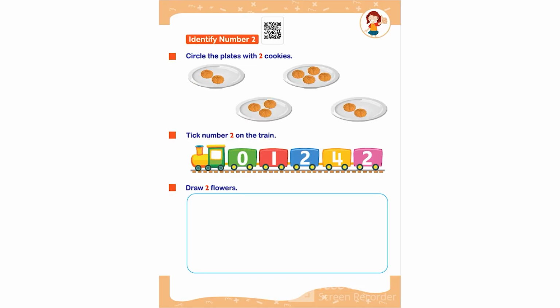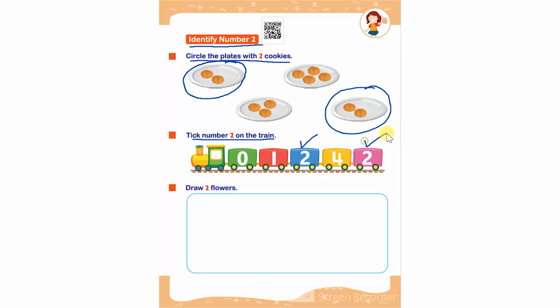Hello everyone. In this worksheet, the topic is identify number 2. Circle the plates with 2 cookies. So over here the child has to circle the plates with 2 cookies. One is over here. Another one is over here. Then tick number 2 on the train. So over here and here. After that, draw 2 flowers. So the child has to draw 2 flowers over here.